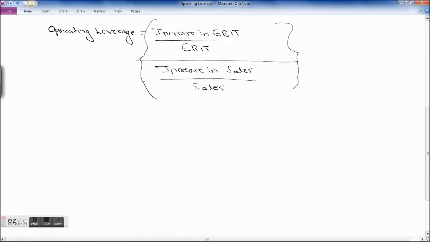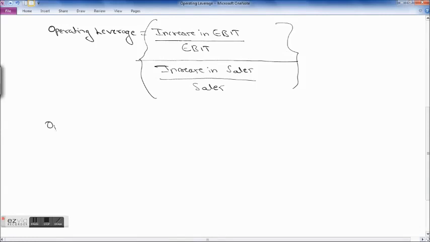So what you are basically calculating is the percentage increase in EBIT because of your percentage increase in sales. If your sales increase by so many percent, how much will your EBIT increase? That is what is calculated by calculating your operating leverage.